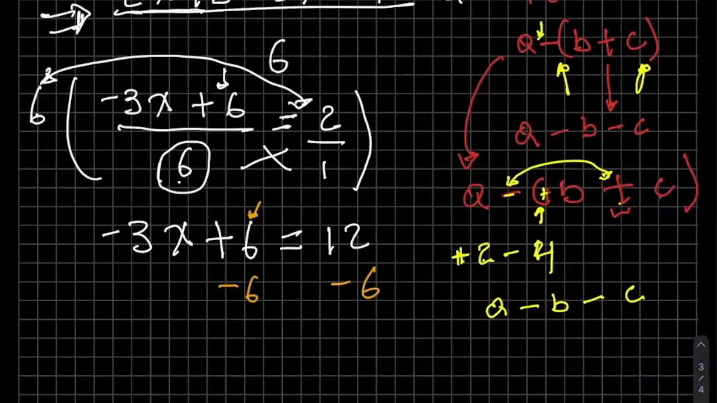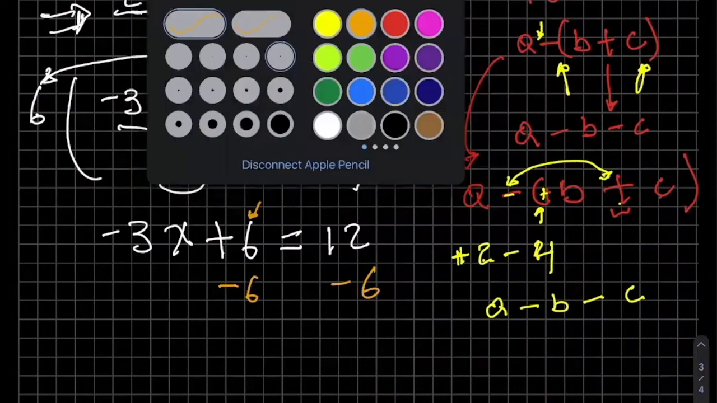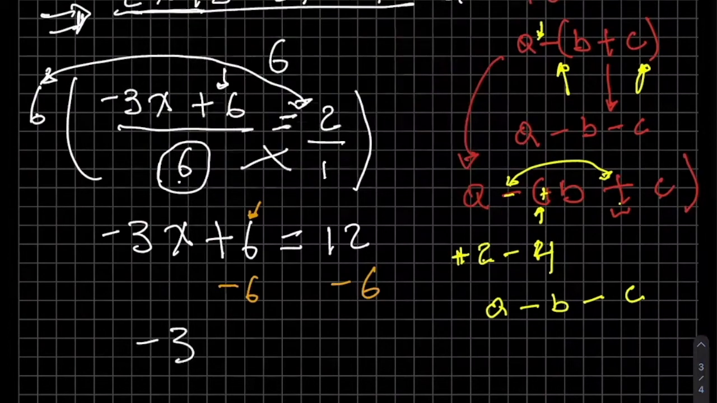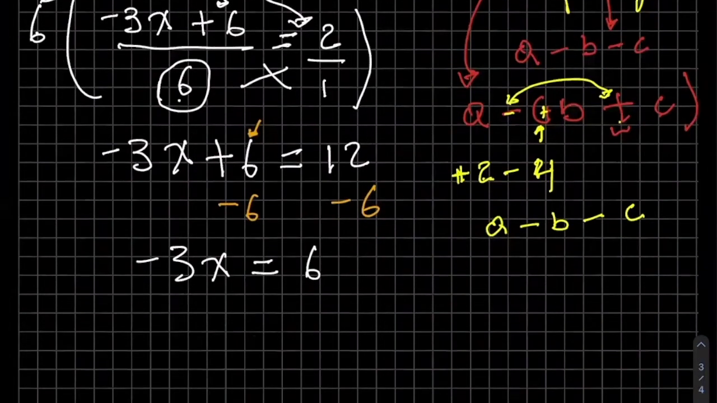So we have negative 3x is equal to, and 12 minus 6 is 6. And then now we can divide both sides by negative 3. Then we get x is equal to negative 2.